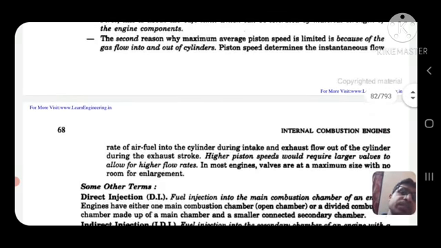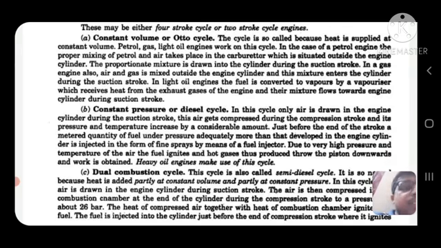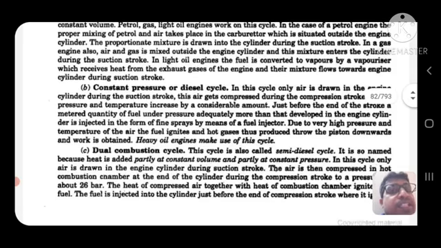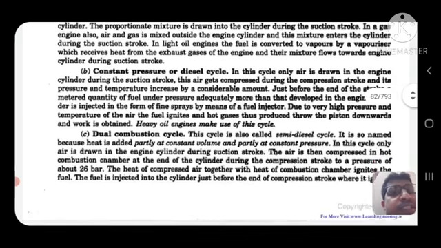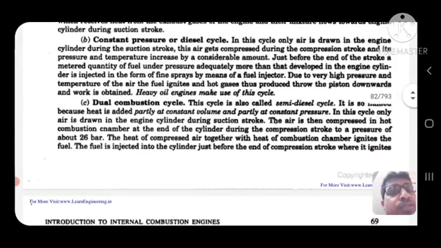Constant volume Otto cycle. Otto, according to the name of the scientist Otto. The cycle is so called because heat is supplied at constant volume. Petrol, gas, and light oil engines work on this cycle. In the case of a petrol engine cylinder, the proportionate mixture is drawn into the cylinder during the suction stroke. In a gas engine also. In a constant pressure or diesel engine, in this cycle only air is drawn into the engine cylinder during the suction stroke.